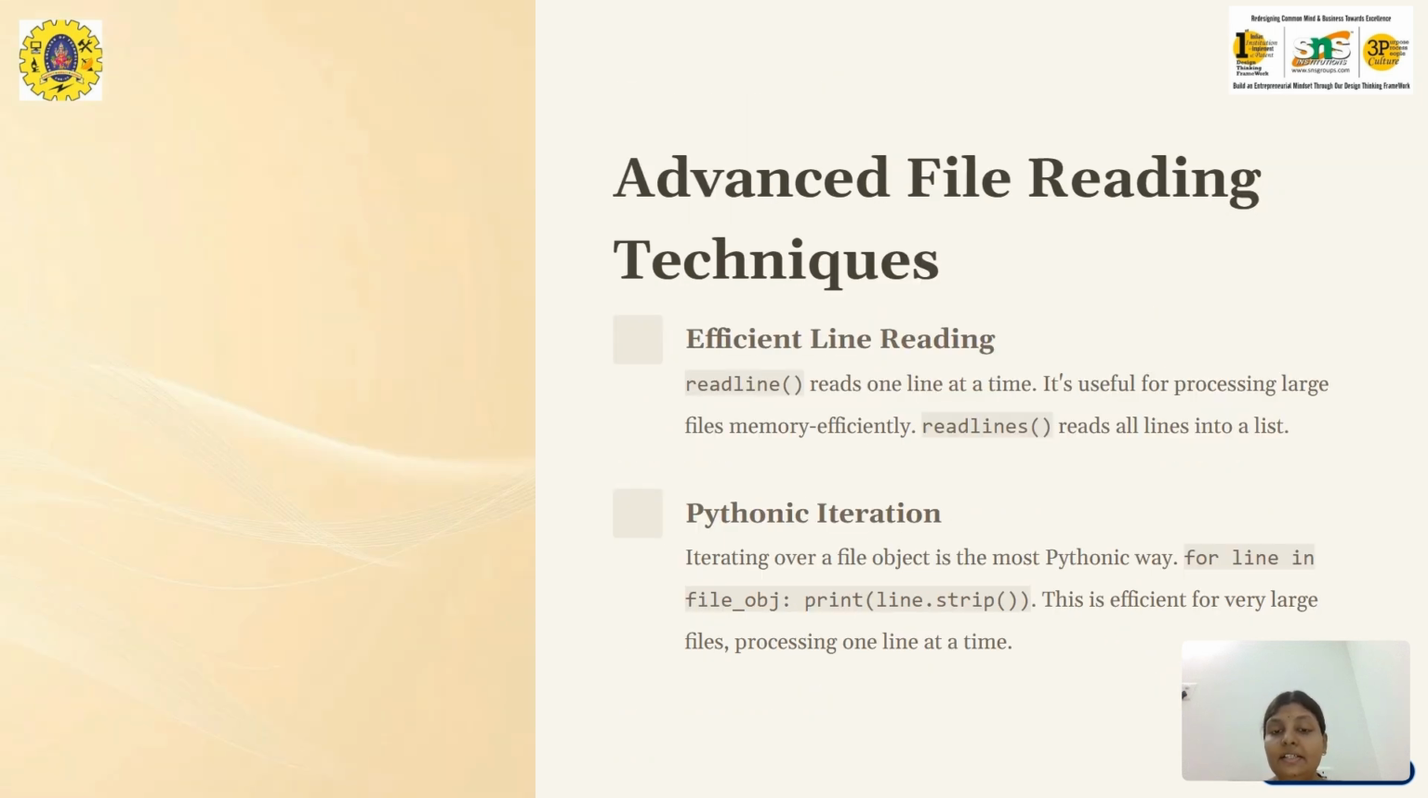Advanced file reading techniques. Efficient line reading. Readline reads one line at a time. It is useful for processing large files memory efficiently. Readlines reads all lines into a list. Pythonic iteration: iterating over a file object is the most Pythonic way. For line in file object: print line dot strip. This is the syntax. This is efficient for very large files, processing one line at a time.